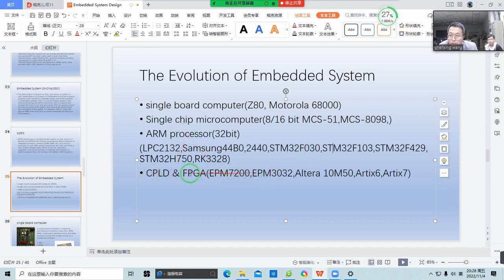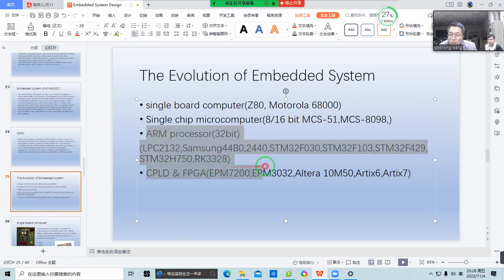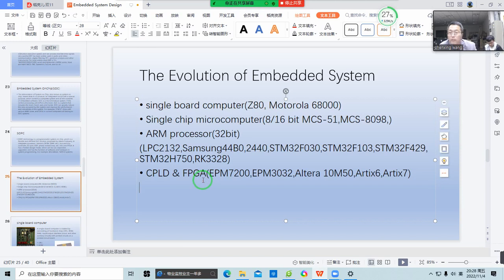And later there are CPLD and FPGA. But I'm not saying CPLD and FPGA are more advanced than ARM processors. These two are parallel. Sometimes we use CPLD and FPGA. However, especially since last year, CPLD and FPGA have been very, very expensive on the market. So unless you have to, in general I will not select FPGA and CPLD because they are too expensive compared with general purpose ARM processors.